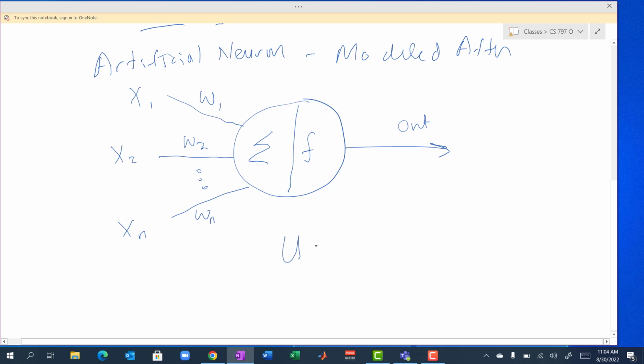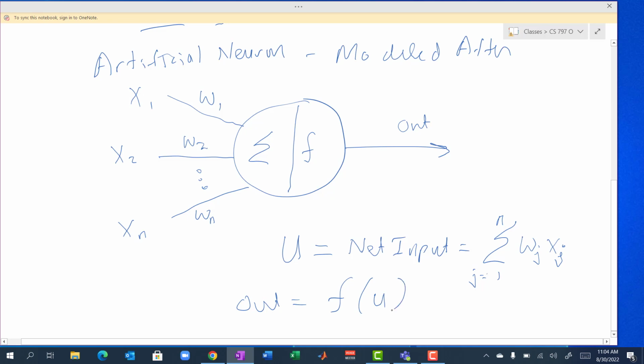According to the formula, we do this in stages. We call something U the net input, and it's equal to the sum of all the weighted inputs. So that's the net input, and then the output is that activation function F applied to U. So that's how an artificial neuron works.